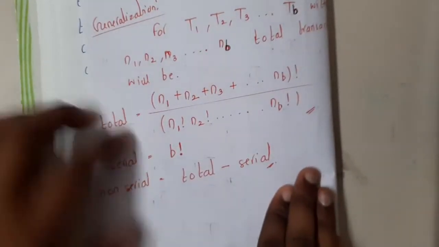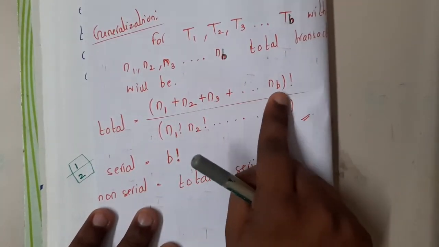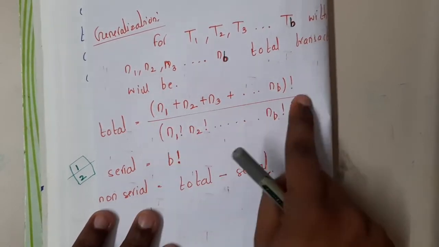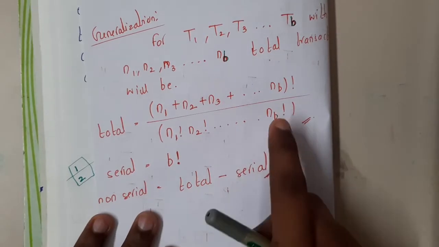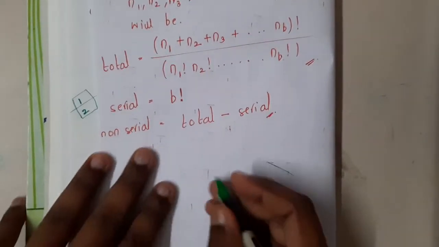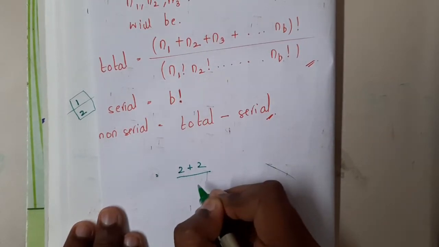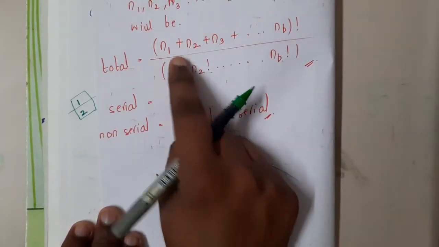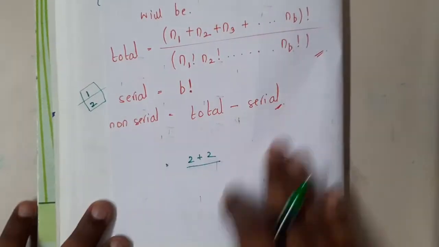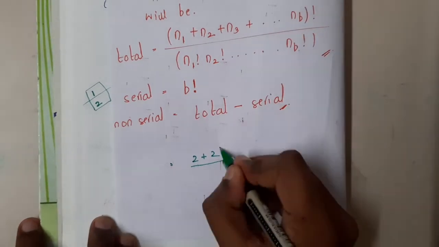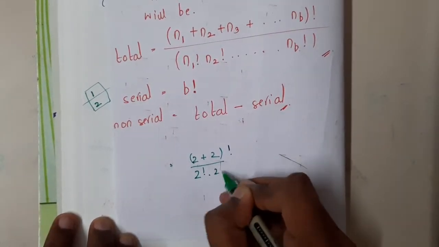Yes, so the formula is really simple, guys. It is (n1 plus n2 plus n3 and so on up to nb) factorial, divided by n1 factorial into n2 factorial and so on up to nb factorial. So let us apply this to our example. It is nothing but 2 plus 2. So n1 and n2 are nothing but 2 and 2 in our example, right? Whole factorial divided by 2 factorial into 2 factorial.